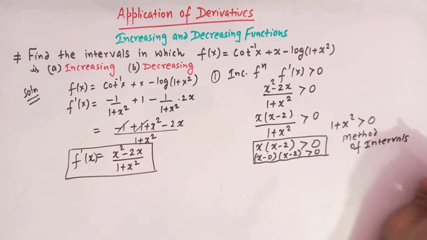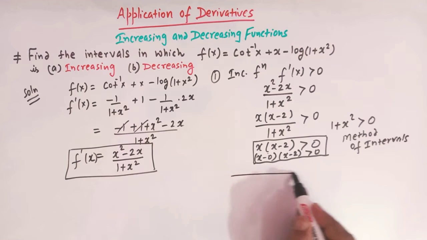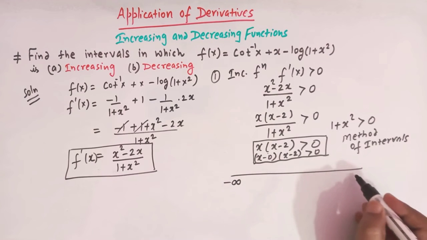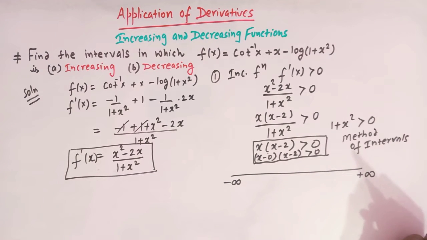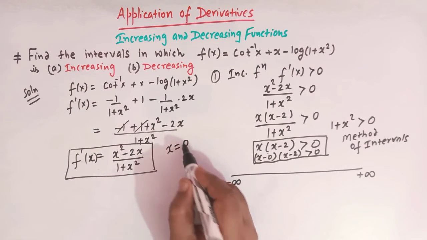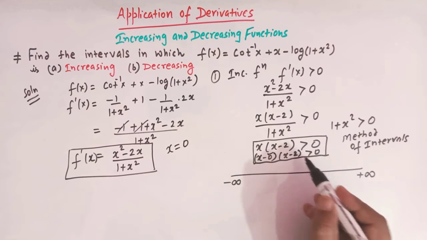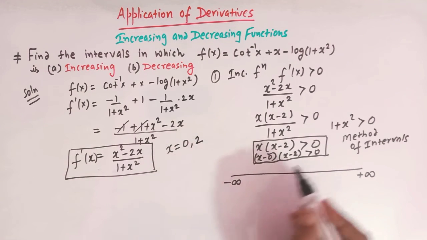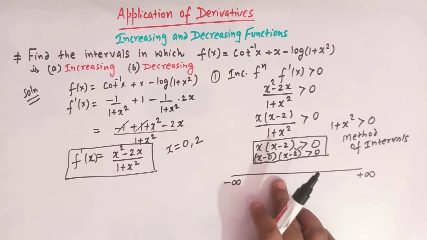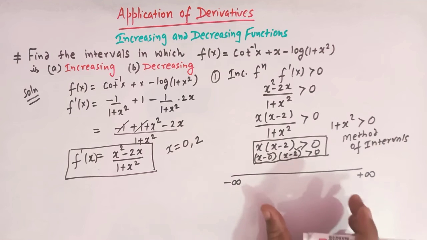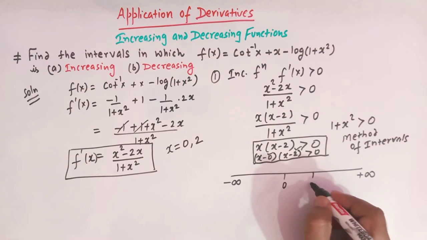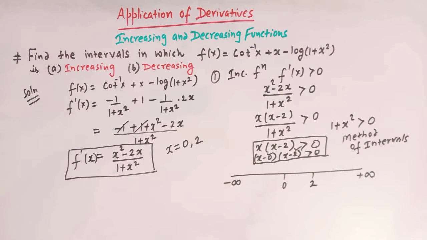Okay, so now here we'll draw a real number line, and here we have minus infinity, and here we have plus infinity, right? And we have just seen that the stationary points are x is equal to 0, which is here, and x is equal to 2, which is over here. So the stationary points will be represented on this real number line. So here we have 0, and here we have 2.